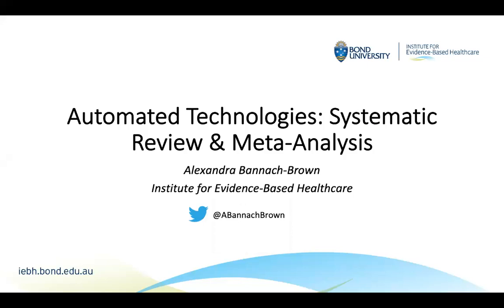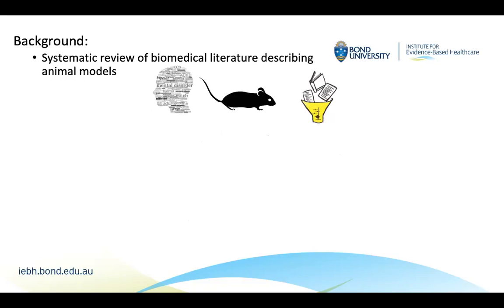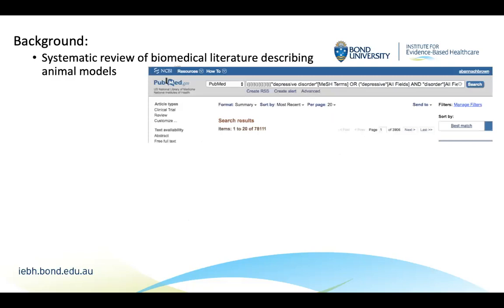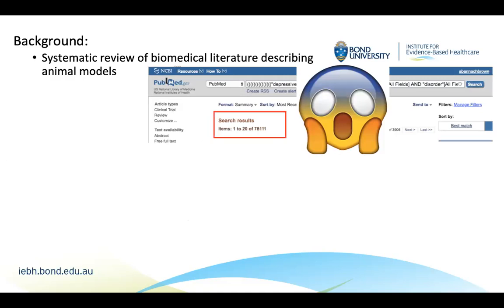So how did I get into this? I was doing a PhD in neuroscience and wanted to do a systematic review of the biomedical literature describing animal models of depression. Whenever you search it on PubMed, there are about 78,000 results, and that's just from one database. So if you're anything like me, way too many studies. So I immediately thought, that's not doable.